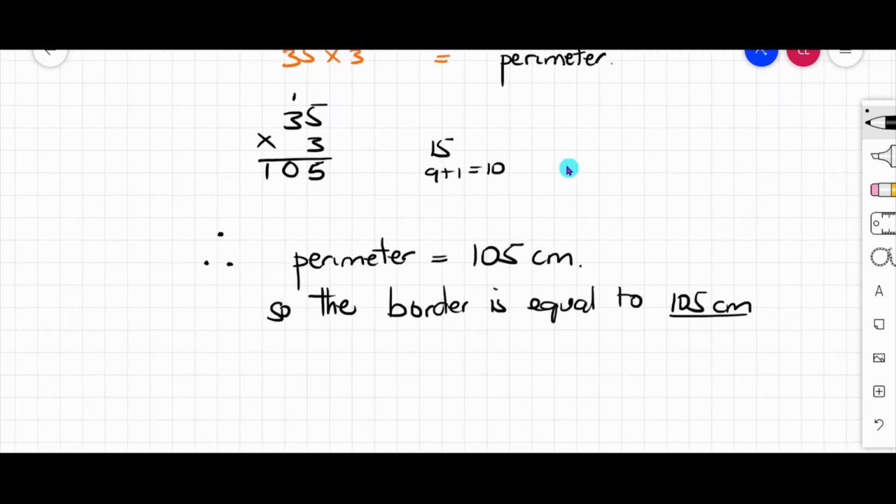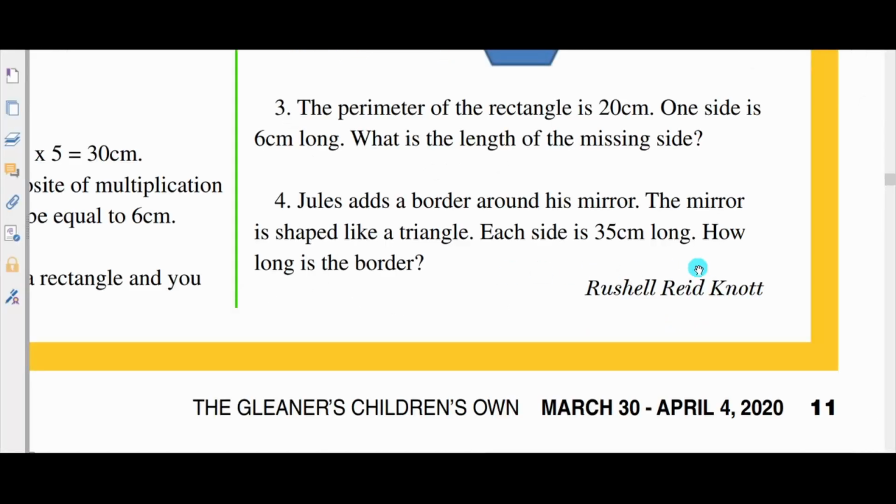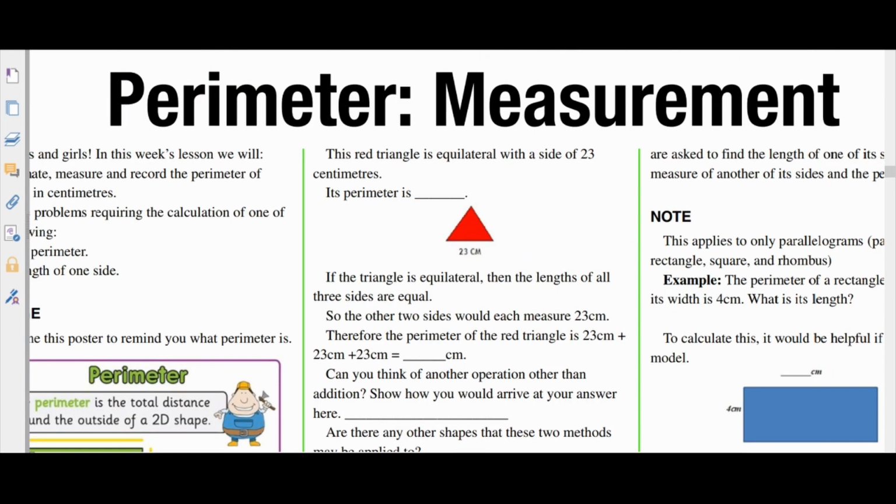Now 35 times 3, 3 5s would give us 15. We're going to write 5 and carry 1. And 3 3s would be what? 9. 9 and 1 would give us 10. Put the whole 10 down. Therefore, the perimeter is what? 105 centimeters. So the border is equal to 105 centimeters. Again, how long is the border? The border is 105 centimeters long.